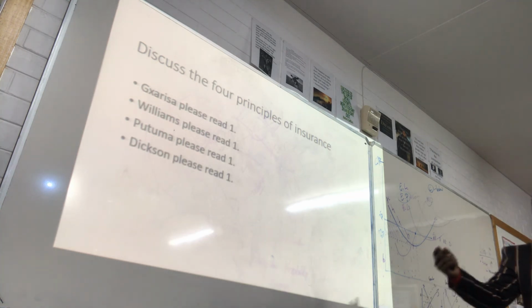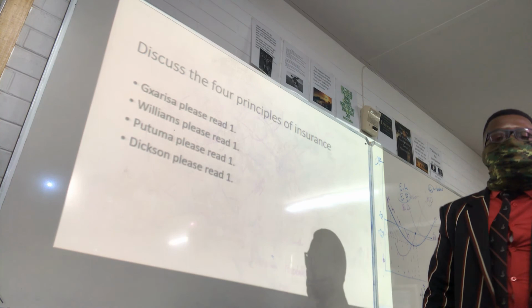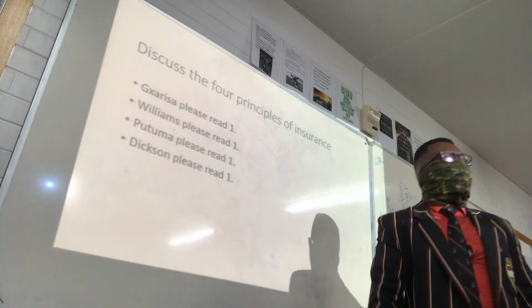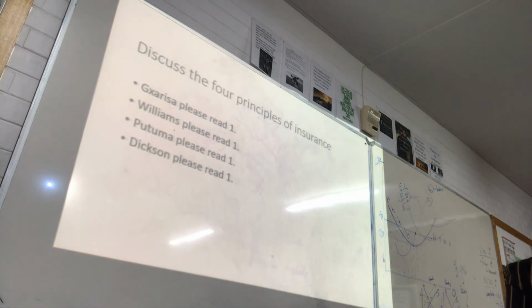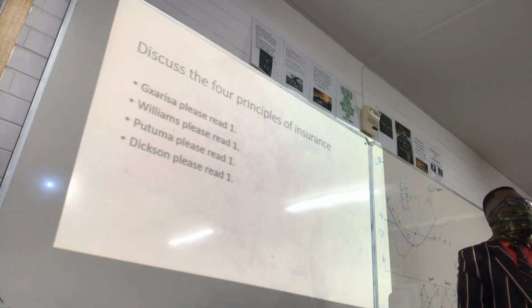Okay, next one. Insurable interest. Yes, sir. The insured must prove that they will suffer financial loss if the insured object is damaged, lost, or ceases to exist. Prove that you'll suffer some financial loss. And then the last one, Putu. Indemnification protects the insured against specific events that may occur.